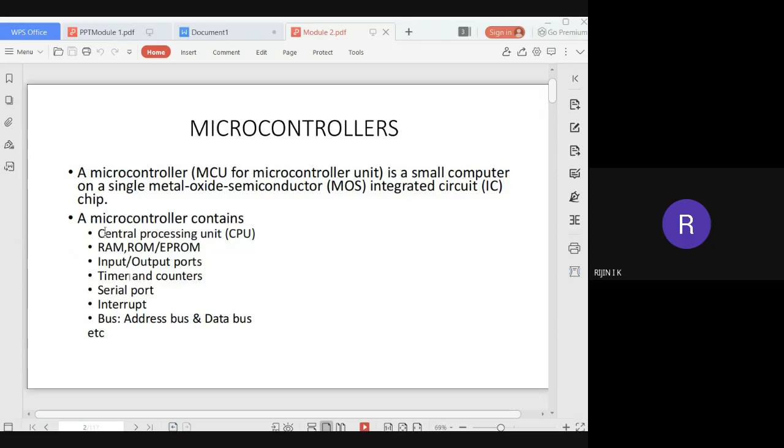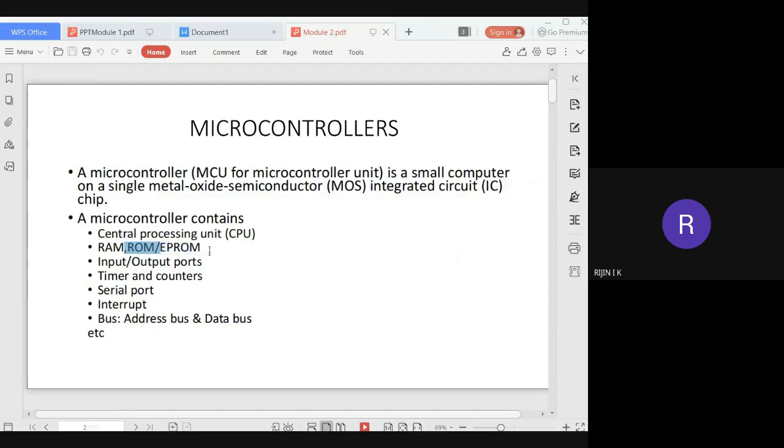What are all the components? CPU will be there. CPU, you know that. What is a CPU? Central processing unit. It is used for performing the main operations. That means it contains the arithmetic and logical unit and also the control unit. Then RAM is also there. RAM we call a data memory for storing data, and then ROM and EEPROM.